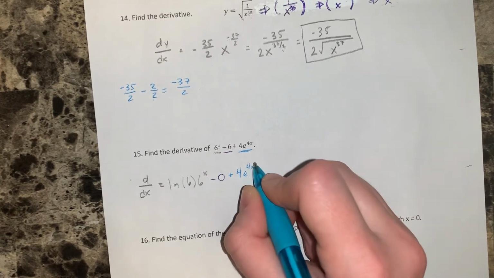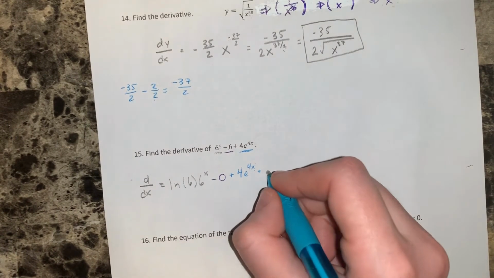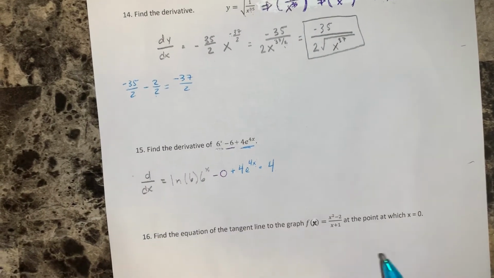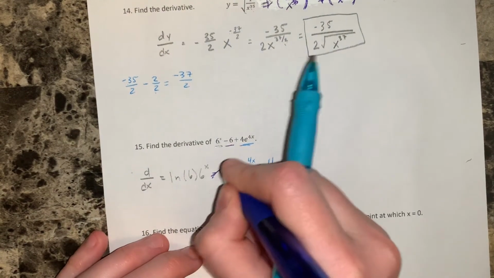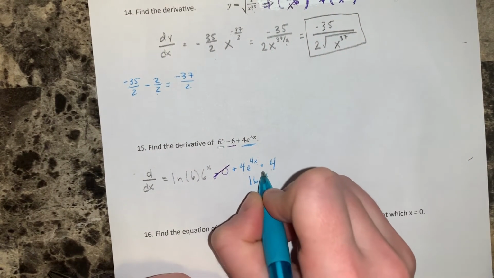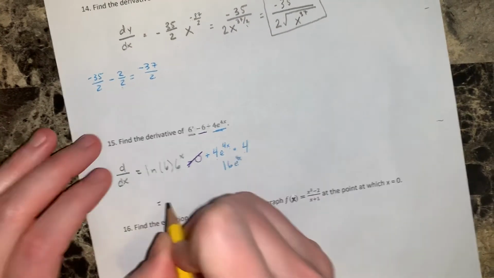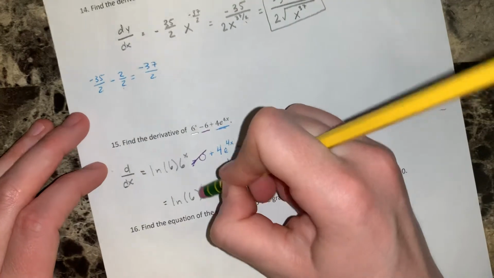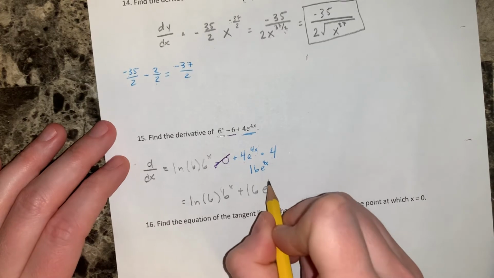So 4x, so remember 1 is basically my exponent. So I bring that down, I get 4. And then 1 minus 1 is 0, so we just have 4. We don't need to clean this up. This guy's going to go away. And then to clean this up, we just do 4 times 4, so 16e to the 4x. And so now my final answer ends up being the natural log of 6 times 6 to the x plus 16e to the 4x.